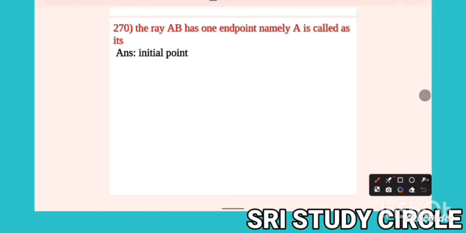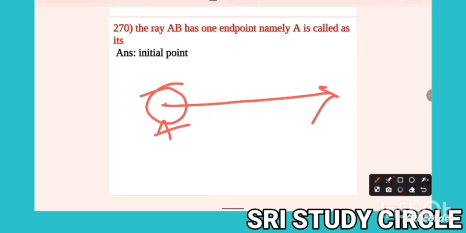The ray AB has one end point, namely A, called its initial point. So this is the initial point and starting point.